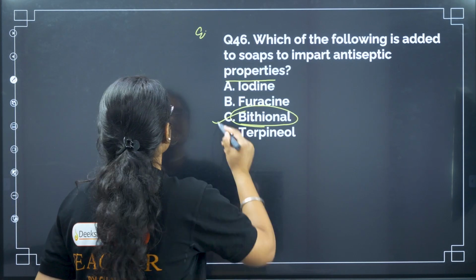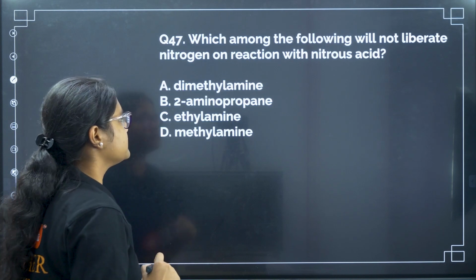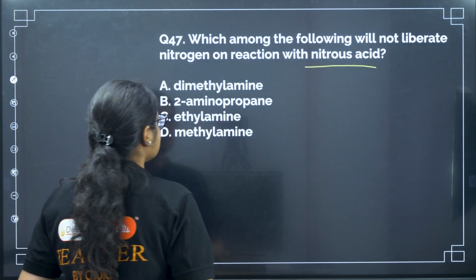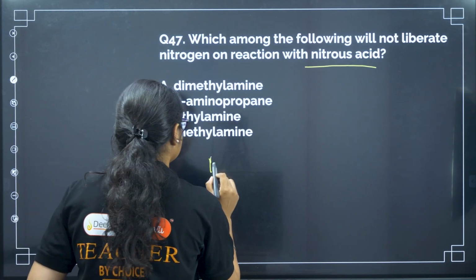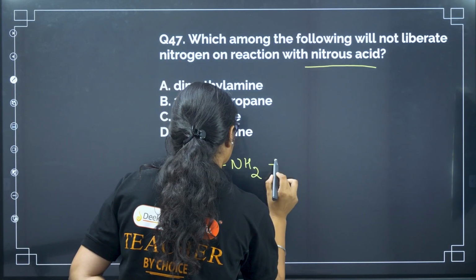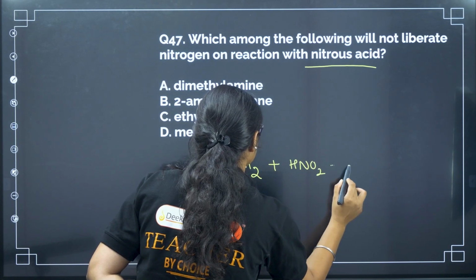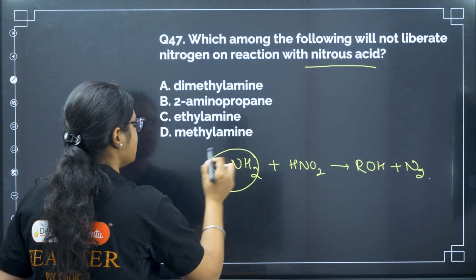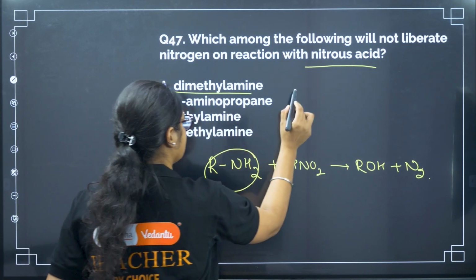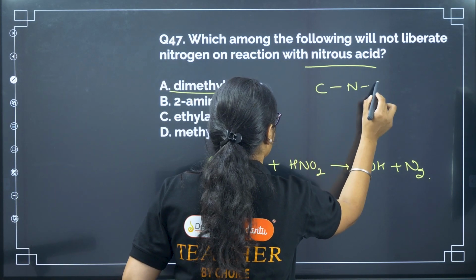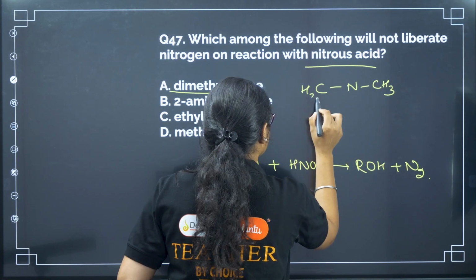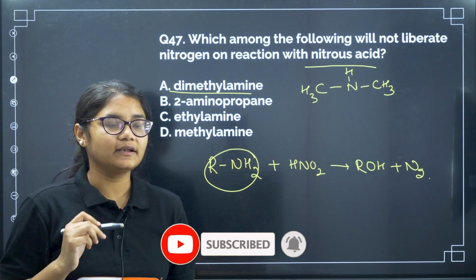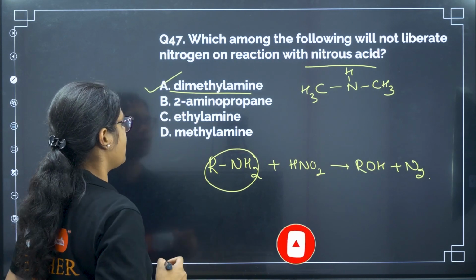Next, this question was from your deleted portions. Which among the following will not liberate nitrogen on reaction with nitrous acid? We know if we have an RNH2 group, and it reacts with HNO2, nitrous acid, we get ROH plus nitrogen gas, right? So this has to be a primary amine. Dimethylamine, CH3NH, will not release nitrogen gas because it is a secondary amine. So the correct answer for this question will be option A.